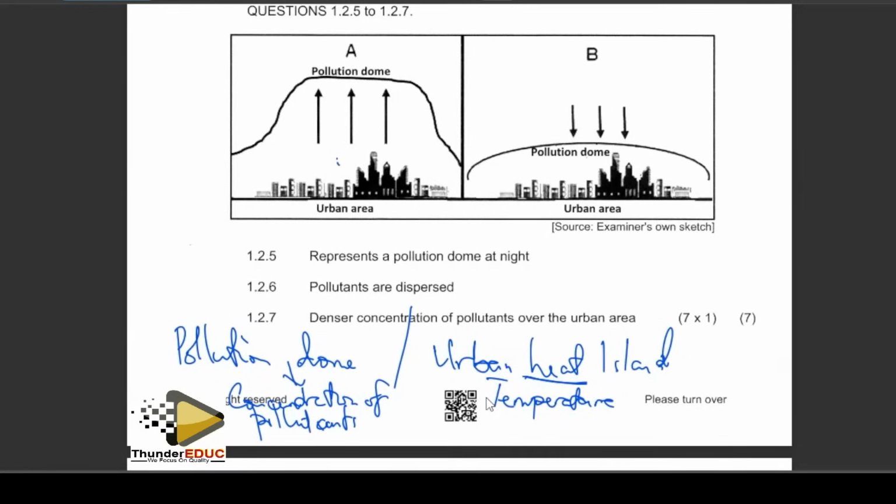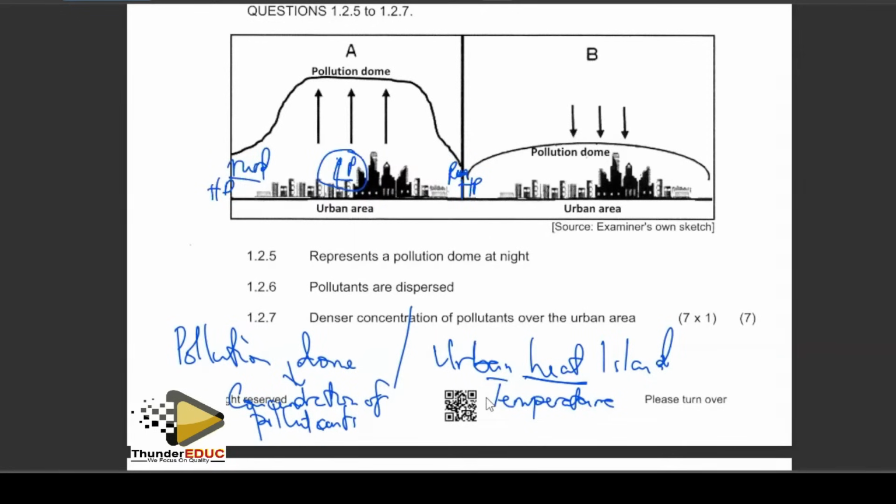And what is going to happen to the pressure? The pressure in the urban area is going to be lower compared to the surrounding areas. This is the rural area and this is the rural area. In the rural area, it's relatively cooler because of the natural surfaces and the cooling effect of water bodies. It means there's a higher pressure in the surrounding rural areas, but the urban area has a low pressure.